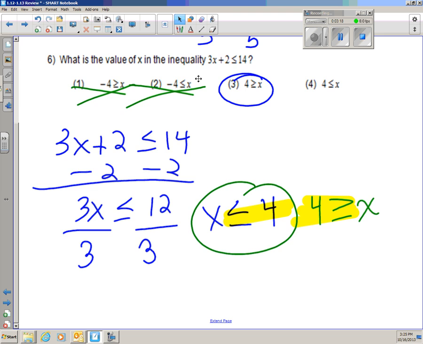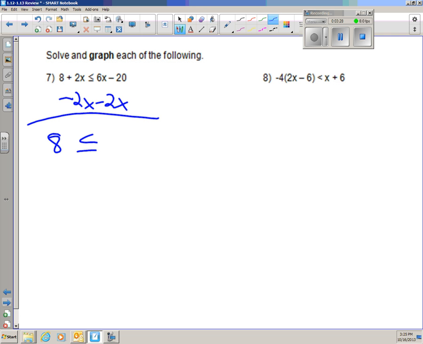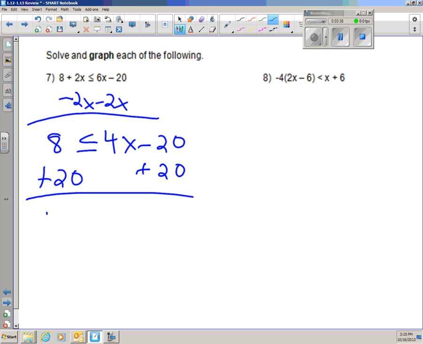Solve and graph. That's what's coming up next. On the first one, I'm going to bring the variables to the right. So I'm going to subtract 2x from both sides, and I'm going to end up with 8 less than or equal to 4x minus 20. If the variable goes to the right, without the variable goes to the left. Add 20 to both sides: 28 less than or equal to 4x.